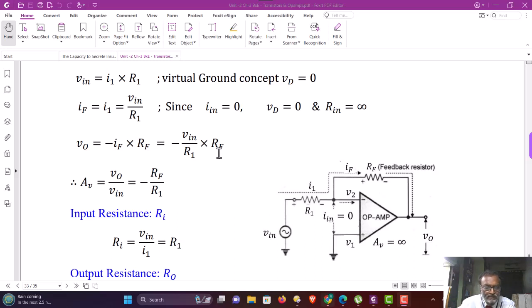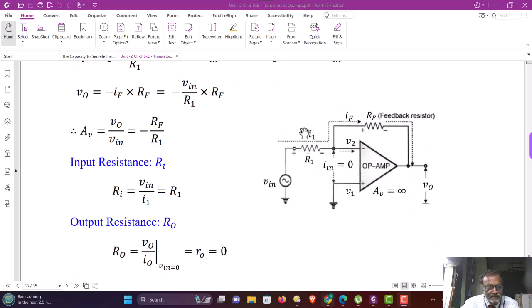So we can say from this equation, when the op-amp is used with negative feedback, the gain of the op-amp is simply controlled by two external feedback resistance components, and therefore it is very easy to set the gain of the op-amp by choosing the appropriate values of the resistances.